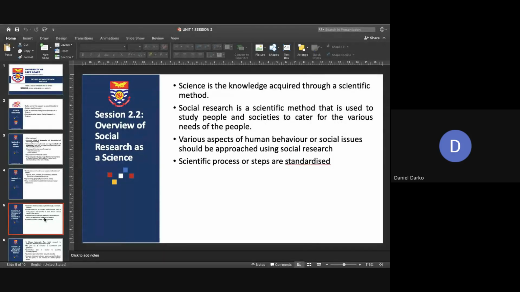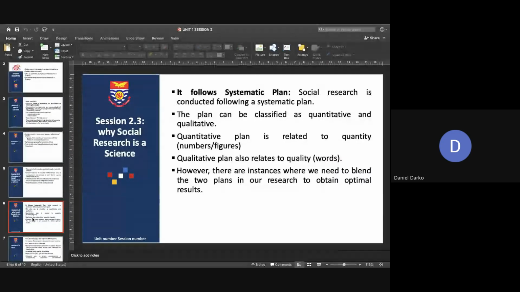So the scientific process is important. The scientific method is important. And this is a standardized method that almost every researcher uses when conducting social research. It follows a systematic plan. Social research is conducted following a systematic plan. So we talk about a plan. The plan can be classified as quantitative or qualitative.